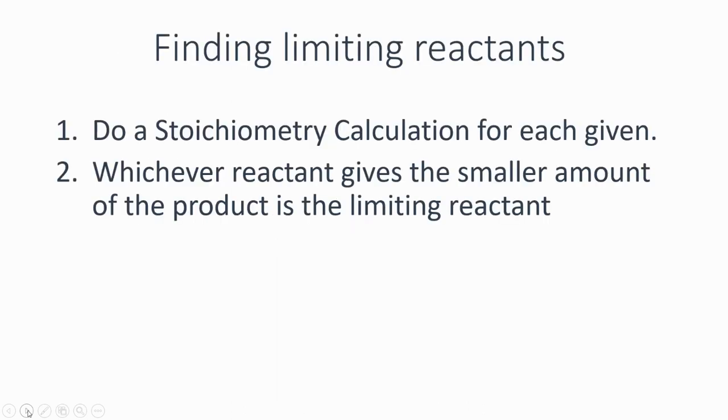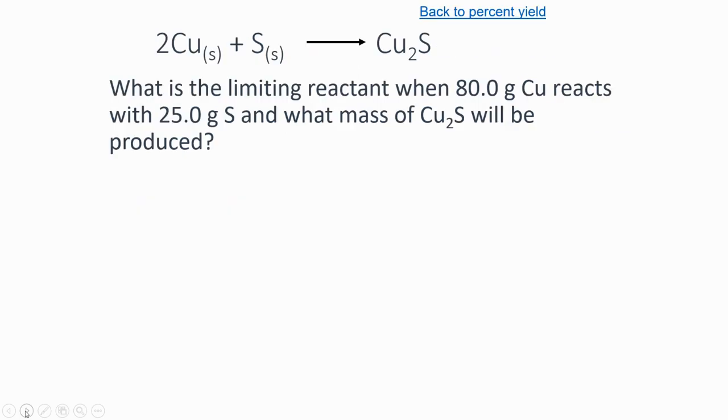Now, when we're looking at this in terms of chemistry, there's a couple things we want to do to figure out what the limiting reactant is. When you have a limiting reactant problem, you're more than likely going to have more than one given in your question. So you want to do a stoichiometry calculation for each of those givens, and then whichever reactant gives you the smallest amount, just like we did with the bicycles, that's going to be the limiting reactant. Let's take a look at an example.